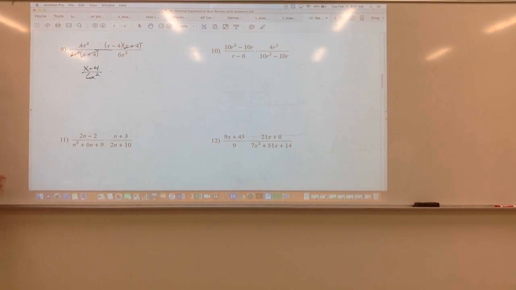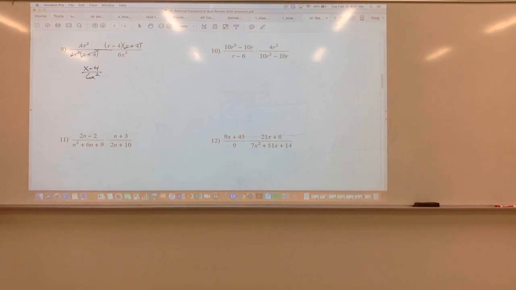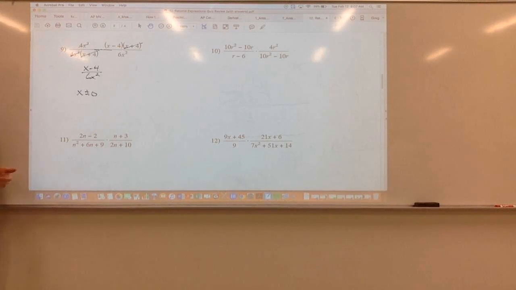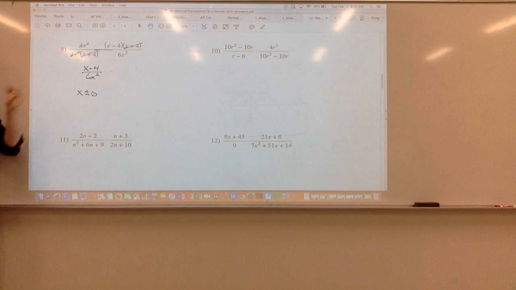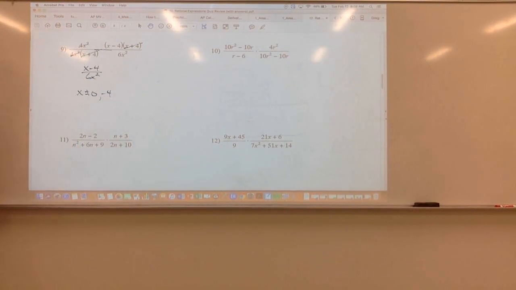Then we need our restrictions. So the restrictions come from all of the factors in the denominator before we canceled anything out. So this 4x squared, what value of x would make that equal to 0? X can't equal 0, right? Because 4 times 0 is 0. What about in this one, x plus 4? What value of x would make that piece equal to 0? X cannot equal -4.